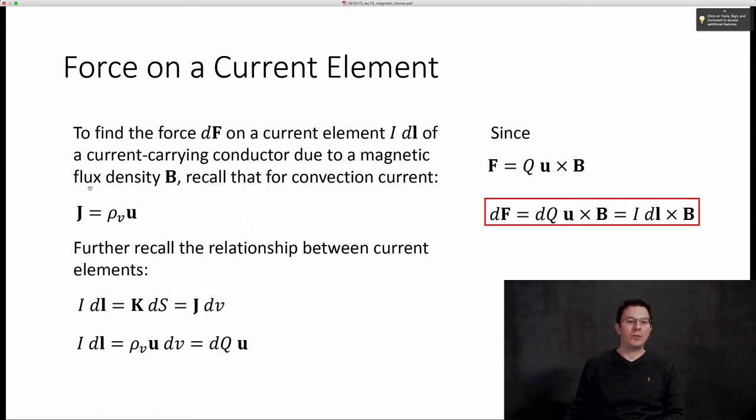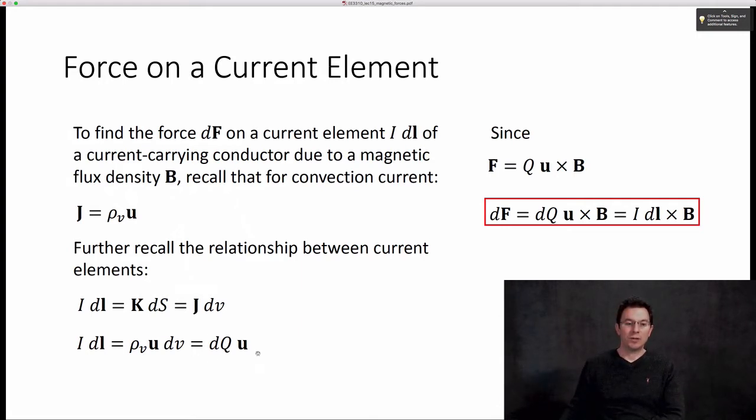Now we're going to use this first equation and substitute in for J in this expression. So we can say that I dL is equal to J dv, which is equal to the charge density rho sub v times u times a little differential volume dv, which is also equal to charge density times a little differential volume, which gets you a little differential unit of charge dq. If you think about the units, this has units coulombs per meter cubed, this has units meter cubed, so when you multiply them you just get coulombs. So this times this gets you a little differential charge times a velocity u.